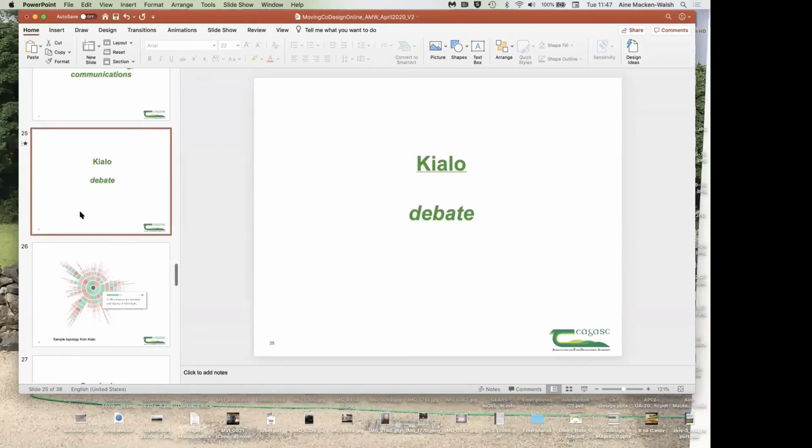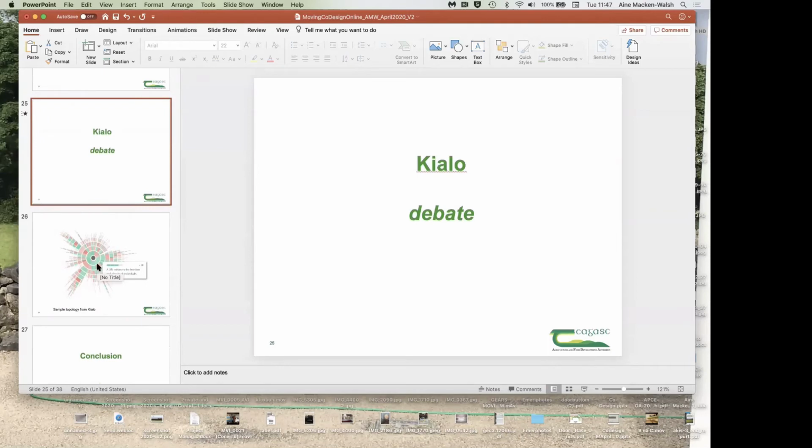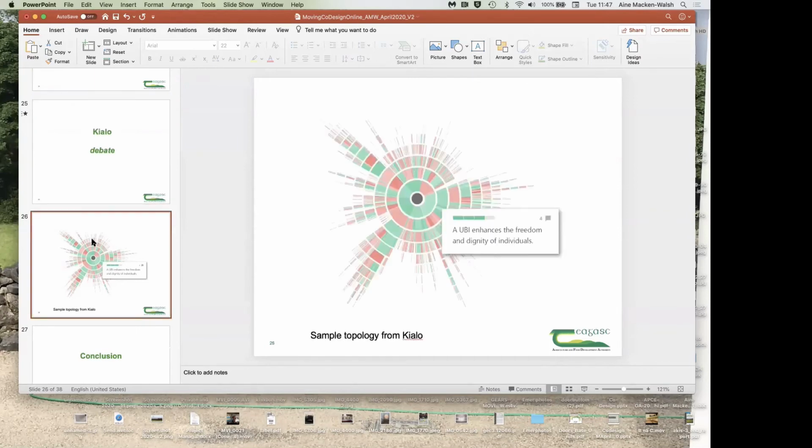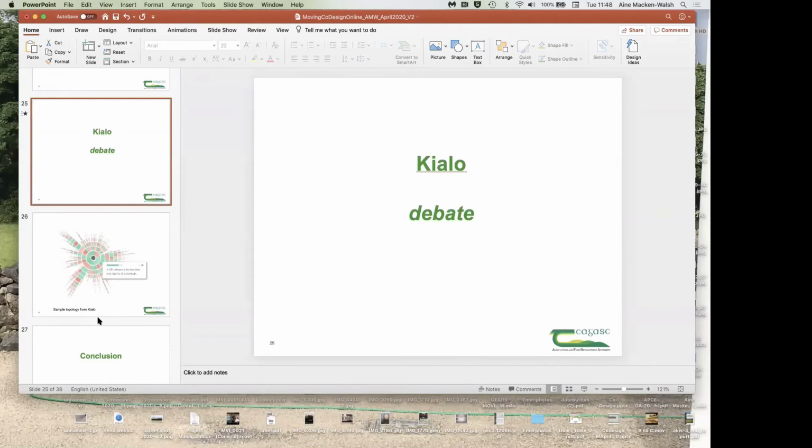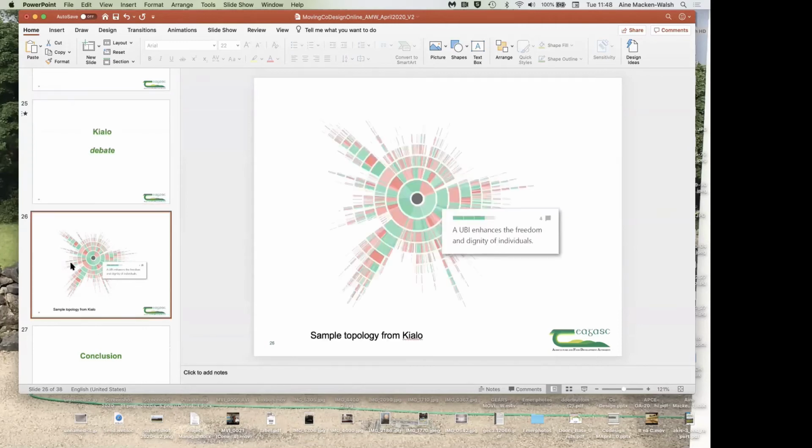Kialo is something that's very interesting, particularly if you implement it over a period of time. It could be used, for instance, to measure the learning of a discussion group. What it does is stimulate debate. And debate, as we know, has always been structured. You're given a topic and some people are pro and some people are con.